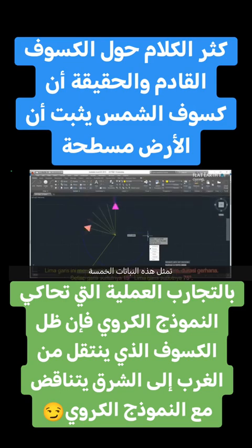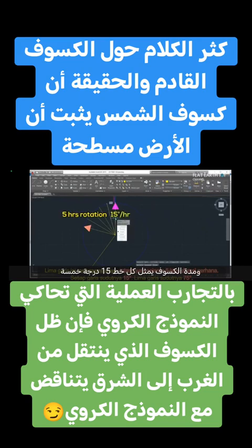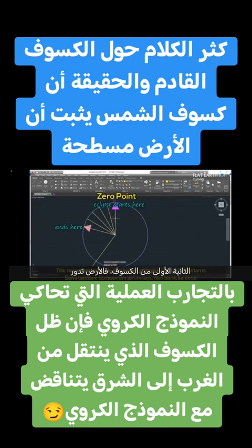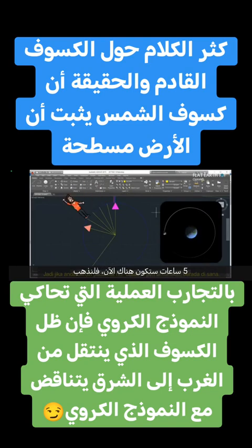These 5 lines represent the Earth's rotation for 5 hours, the eclipse duration. Each line represents 15 degrees. 5 lines equal 75 degrees. The 0 point represents the first second of the eclipse. The Earth rotates anti-clockwise from west to east. So if you are standing over here at the 0 point, in 5 hours you will be over there.